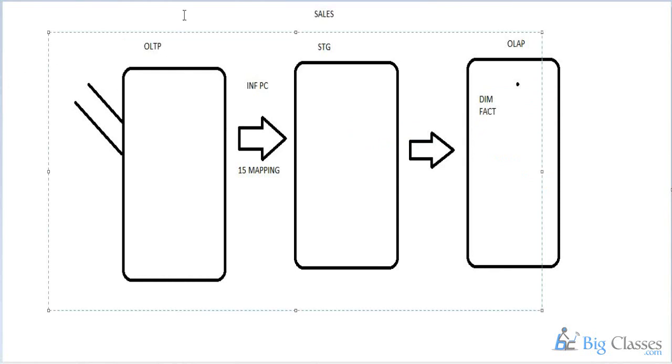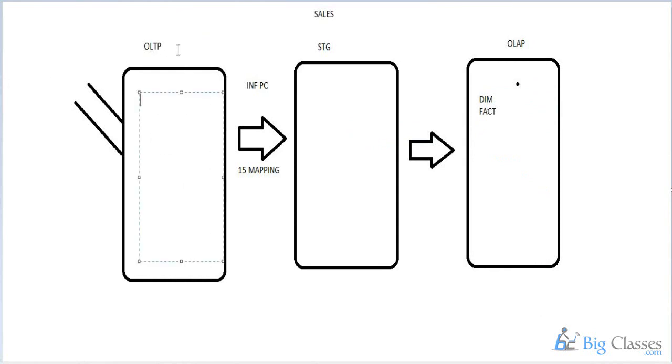So we create these OLTP tables. We load the data into these OLTP tables manually. And once the data is ready, we'll use Informatica Power Center to load the data into the staging tables. And from the staging tables, we load the data into the data warehouse by using the SCD implementation.